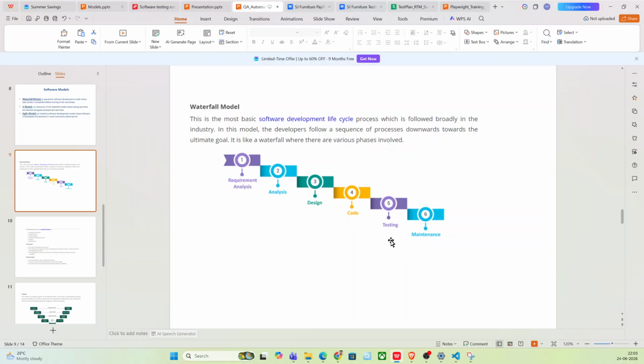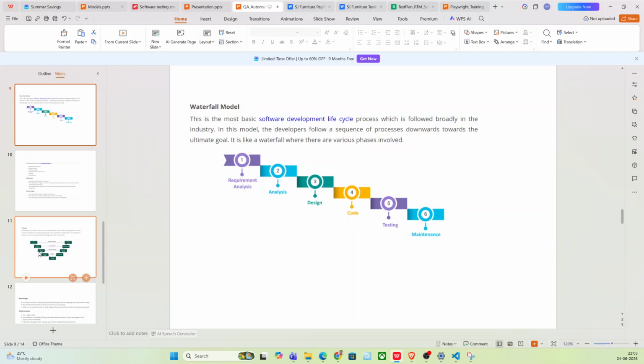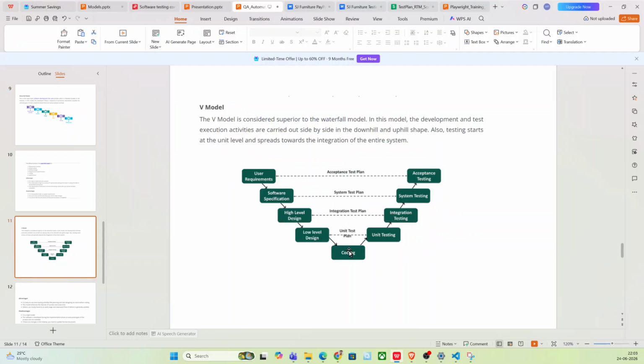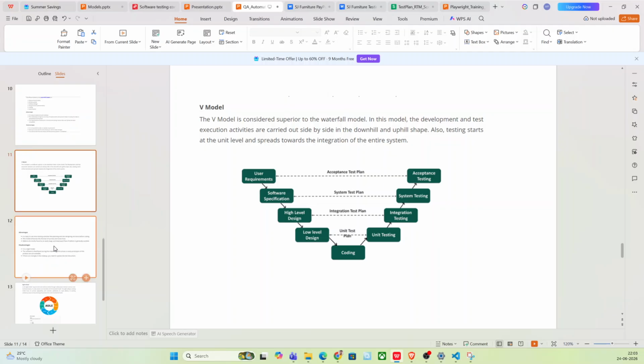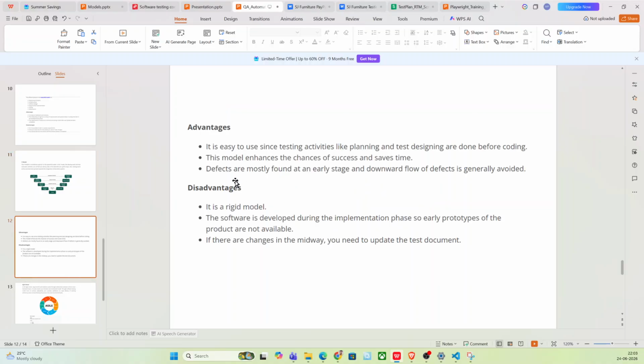So it will take some time, right? But in this case, right after the coding, people will start executing whatever test cases they've written. It could be in any environment. So defects are mostly found at an early stage, and when we find the defects early, the development team also has ample time to fix them. Okay, so everything has advantages and disadvantages in the universe.